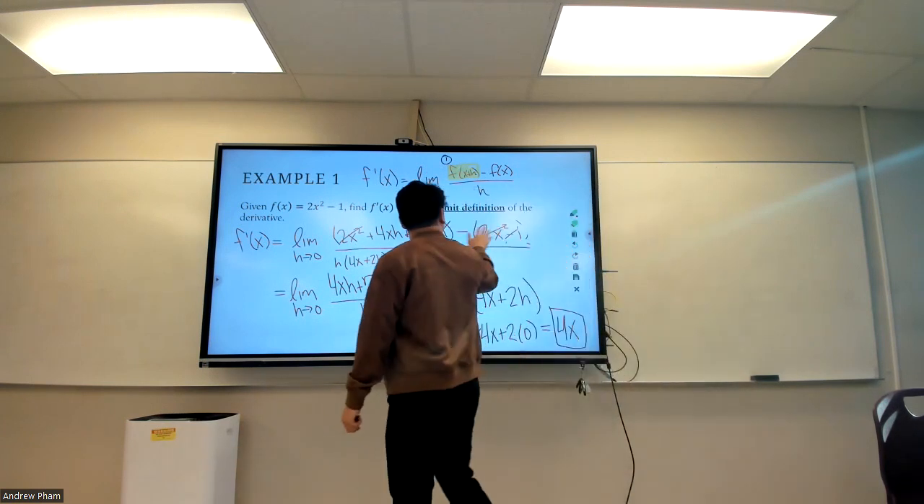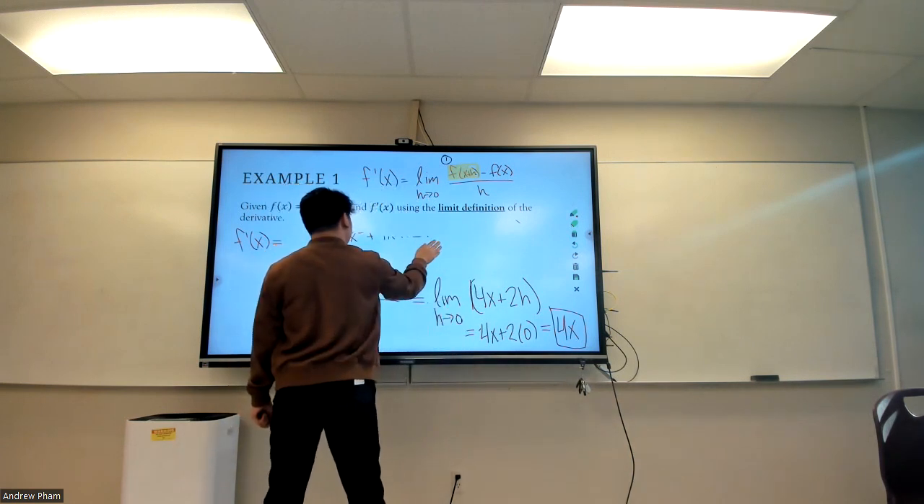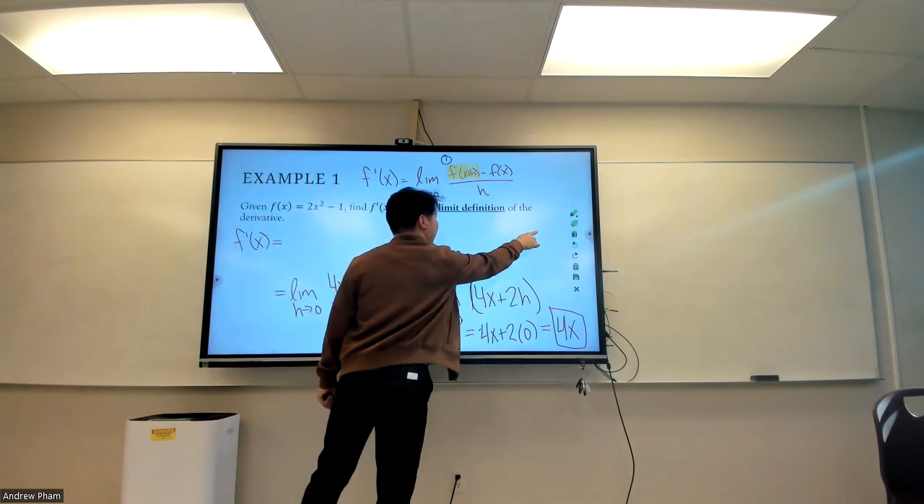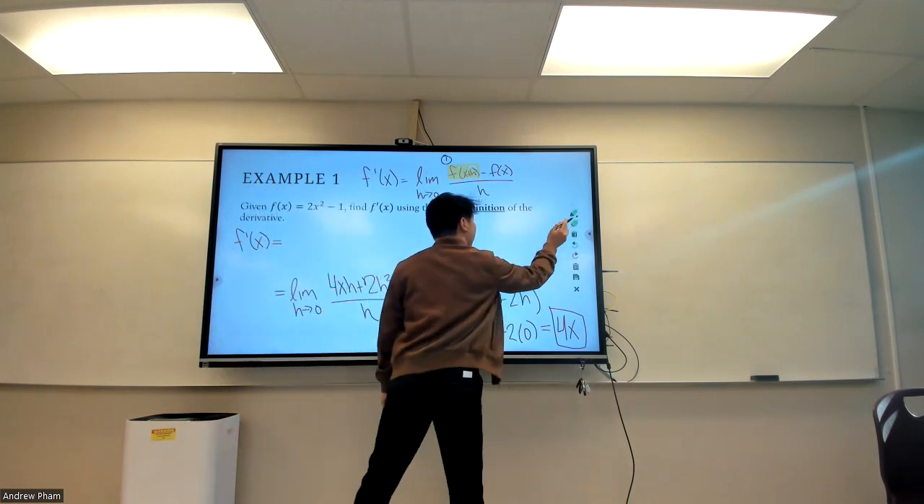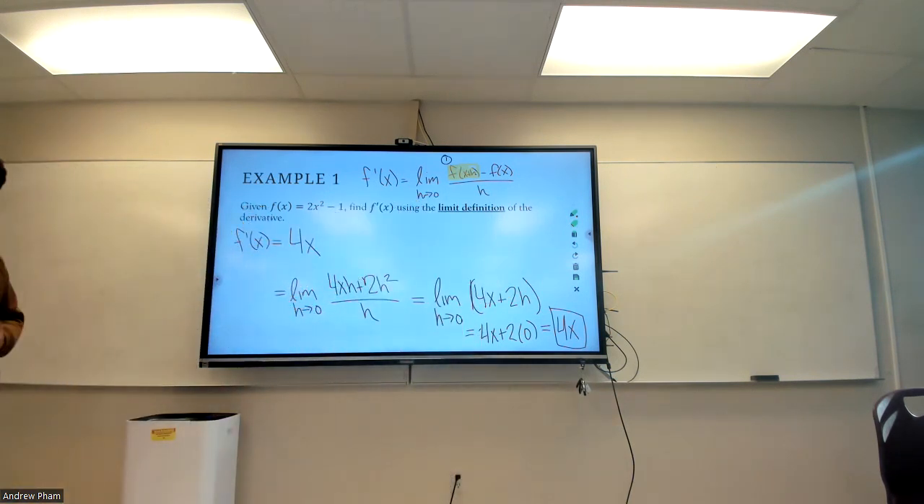So let me erase this top portion. We're done with the problem, but there's just a couple more explanation stuff, side notes I want to make about it. So again, we did all this work and found out that the derivative is 4x.